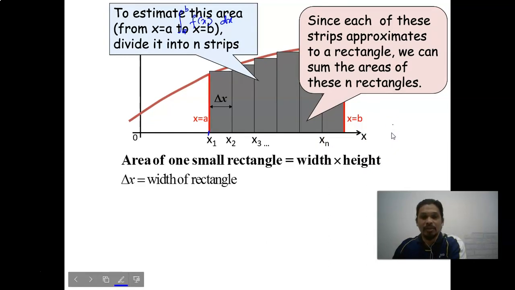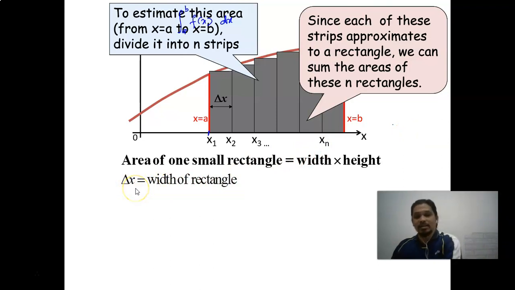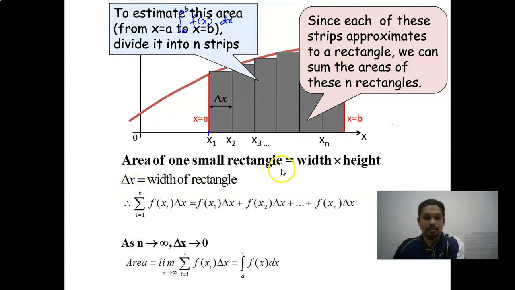The area of one small rectangle is width times height, where the width of the rectangle is delta x. So as n approaches infinity, delta x approaches 0. So we come up with the integral of f(x) dx from a until b. Try to understand, because I'm not going to explain too much here.